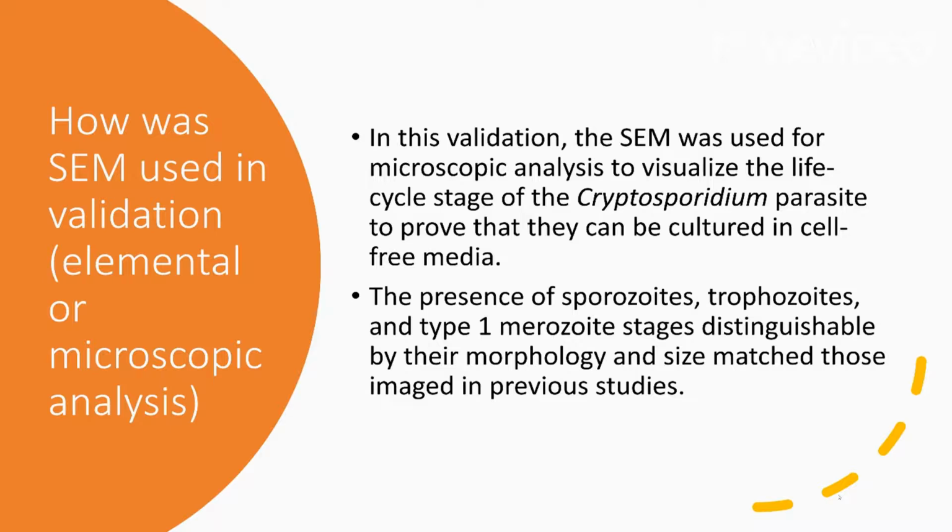Like I had mentioned, this validation is using the scanning electron microscope to image the Cryptosporidium in hopefully different growth stages over the course of 20 different time points. At the end of this study, they found that sporozoites, trophozoites, and type 1 merozoite stages were present in the sample, and they were distinguishable based on their shape and morphology, and their size matched those in previous studies.